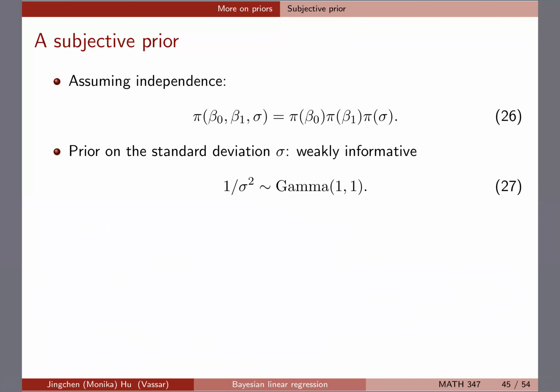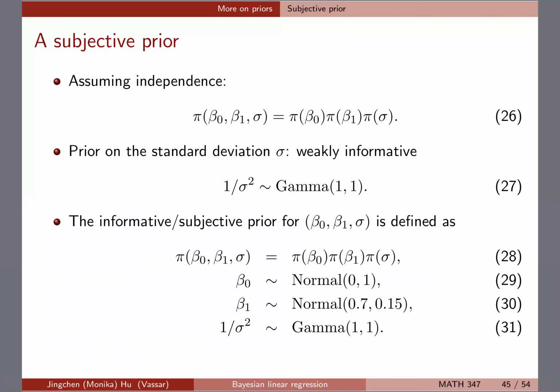All right, and of course for sigma, again, I think it's always hard to give an informative prior, so we can always just stick to the default of a weakly informative gamma 1,1 for the precision. And this is the whole setup of the prior that I talked through.